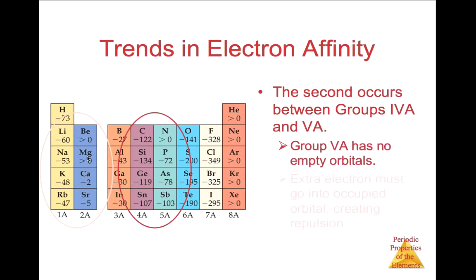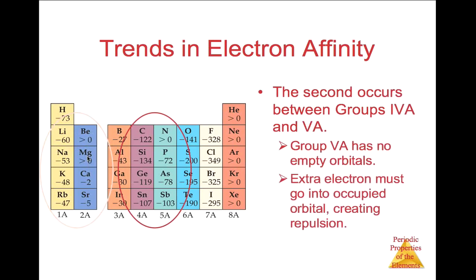The second happens between group 4A and 5A, and they have no empty orbitals here. No empty orbitals right here. Remember, they all have 1 electron in each p orbital, and so the extra electron must go into an occupied orbital, creating more electron repulsion.